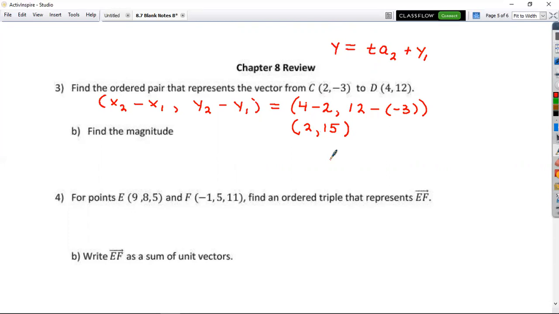Then you're going to find the magnitude. How did we find the magnitude? You remember back? Yep, square them underneath the radical. Yeah, I know it's been a while because it carried over break, so just to make sure.